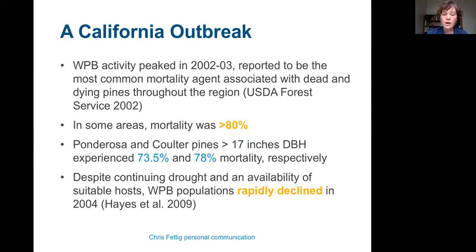And in some areas, the mortality reached over 80%. Ponderosa and coulter pines greater than 17 inches DBH experienced 73 to 78% mortality in each of those species. Again, this demonstrates how these Dendroctonus bark beetles like those larger trees, and so it ends up being a thinning from above. Despite continuing drought throughout this period, the Western pine beetle outbreak rapidly declined in 2004, and therefore the mortality slowed down as well.